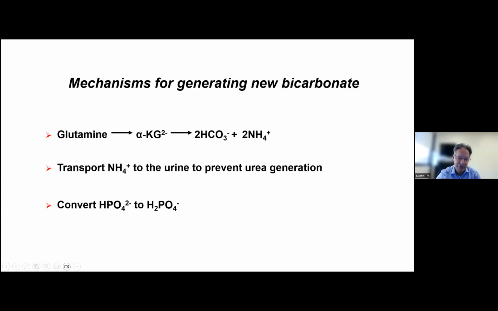The other thing that must occur is the kidney needs to convert HPO4 2- that's in the lumen to H2PO4-. Every time it does that, it generates 1 new bicarbonate ion. And I'll show that process also. So all these 3 things must occur in order for the kidney to generate new bicarbonate to match the daily hepatic proton load. This has nothing to do with bicarbonate reclamation from the glomerular filtrate that we talked about initially.